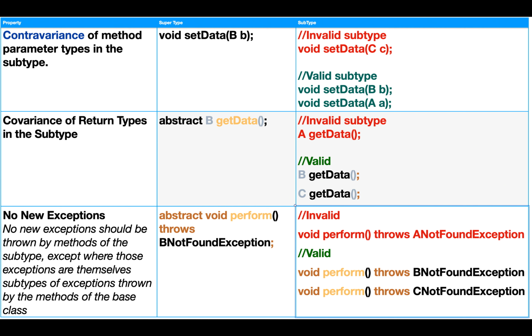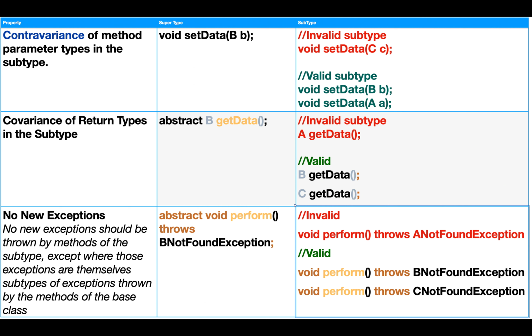Then covariance of return type. If we are saying that return type, let's say we have created a method get data where the return type is B type, that means we can return type C, but we cannot return type A. Because covariance means we can include the subclasses or derived classes, where C is the derived class of B. So here the invalid subtype is A get data; the valid ones will be B get data and C get data.